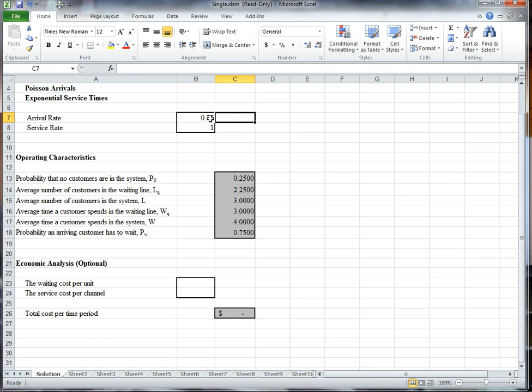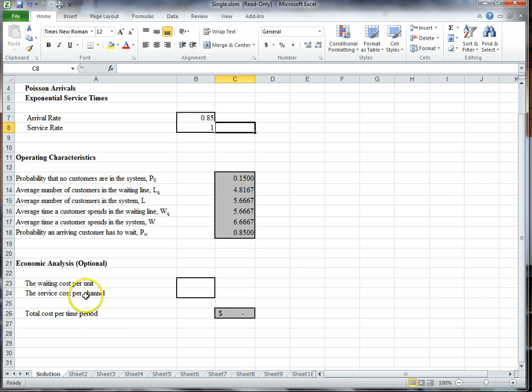So suppose my arrival rate is not really 0.75 but maybe 0.85. Just change it, enter, and then it gives you the new performance measures immediately.